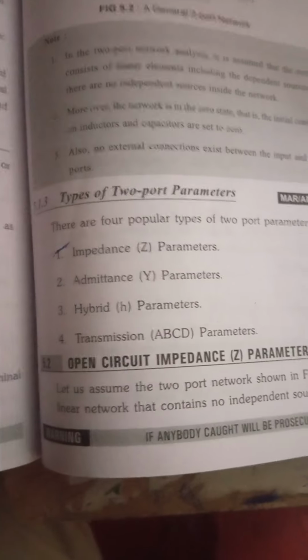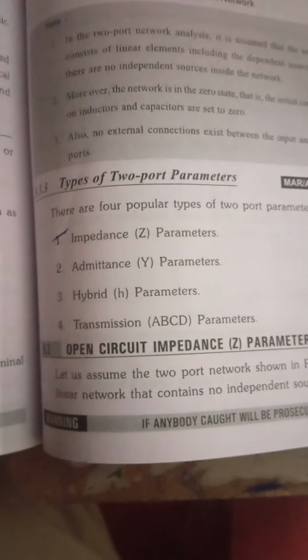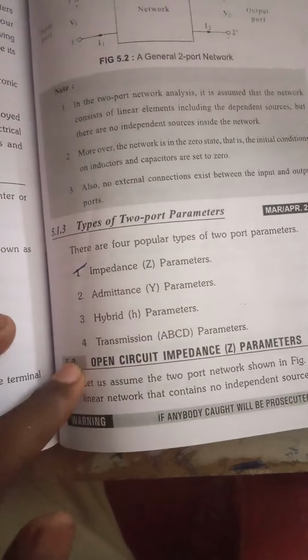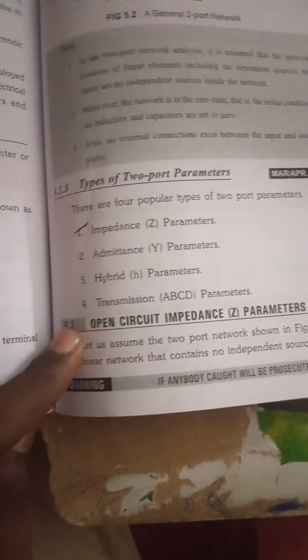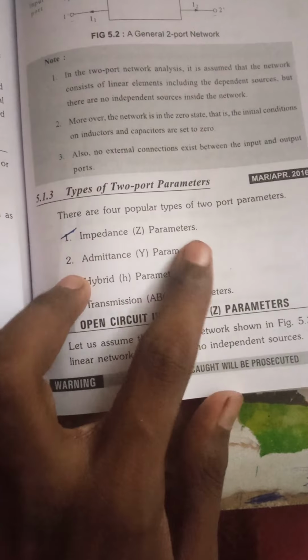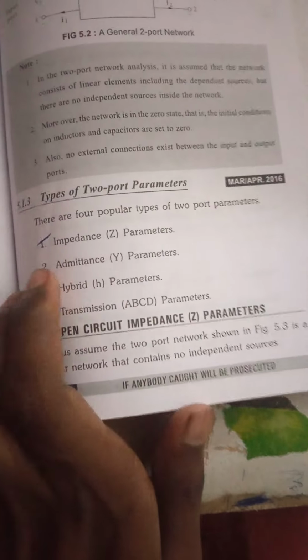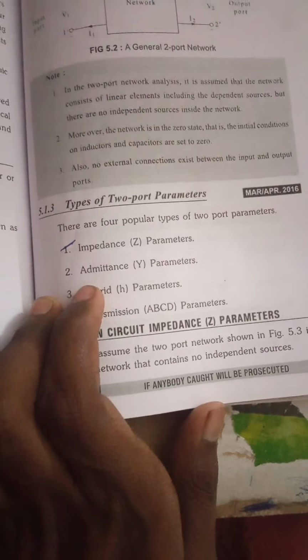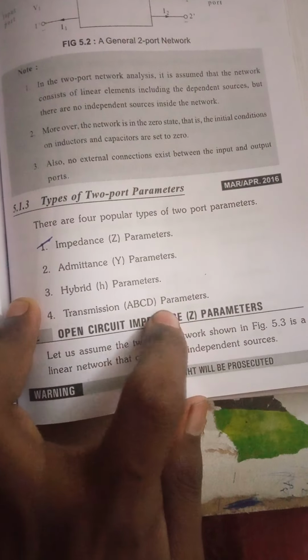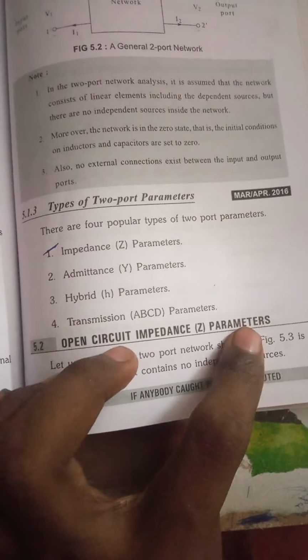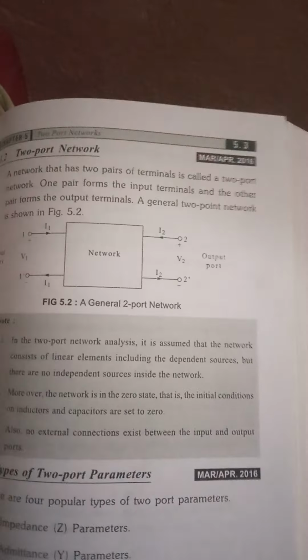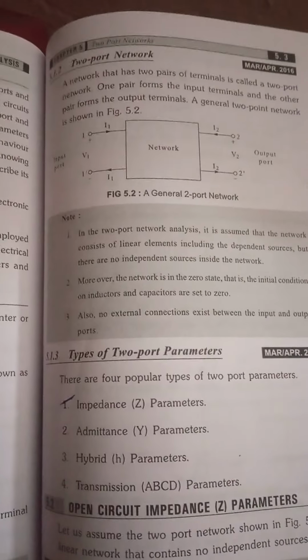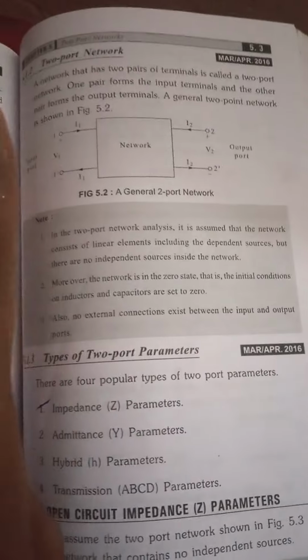There are four types of two-port network. In the figure we are seeing four types of two-port network: impedance Z parameters, admittance Y parameters, hybrid H parameters, and transmission ABCD parameters are the types of two-port parameters.